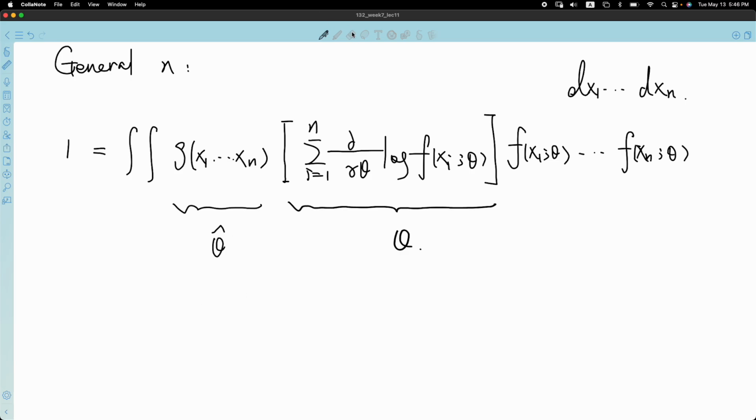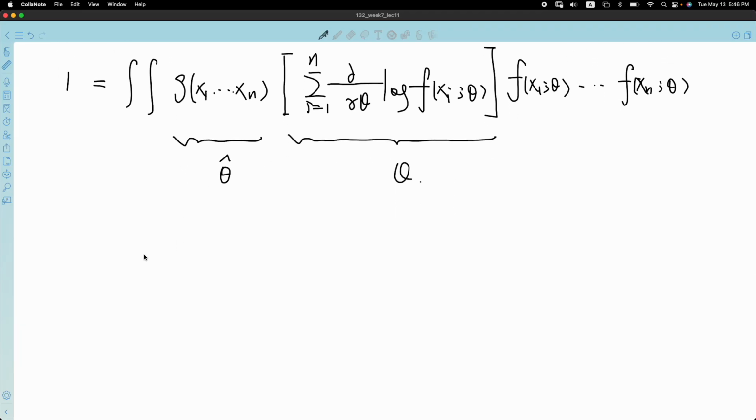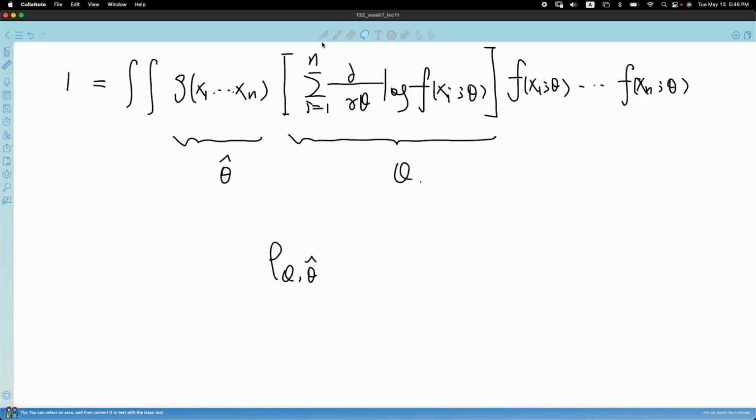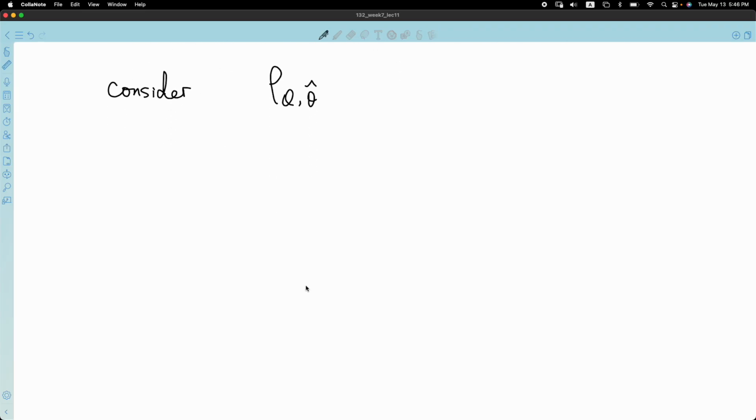Okay, let me write it more clearly. So this is Q, and this is theta hat. Now let's consider the correlation between this Q and theta hat. Let's consider this quantity here. Now let's think about what kind of information or results we have so far.